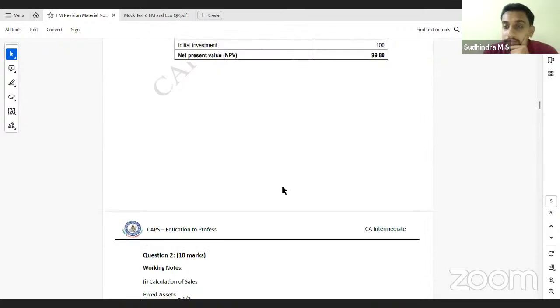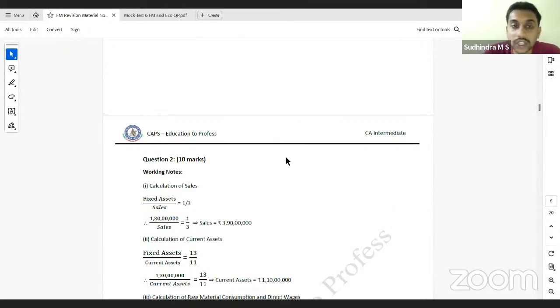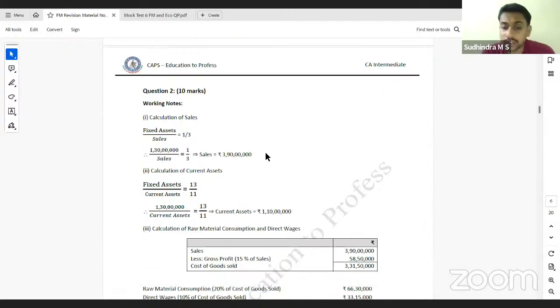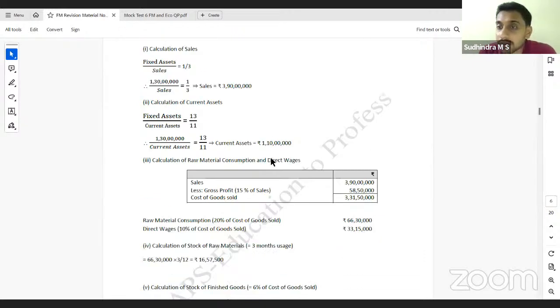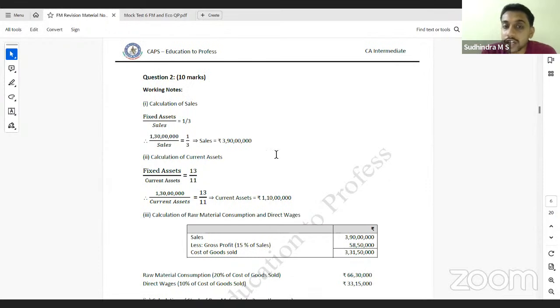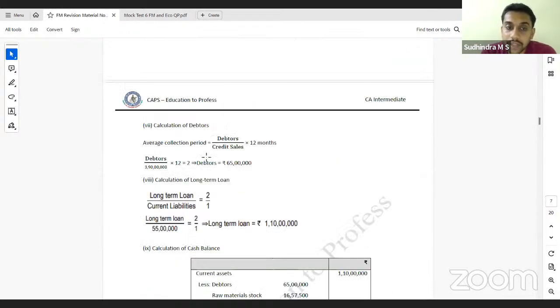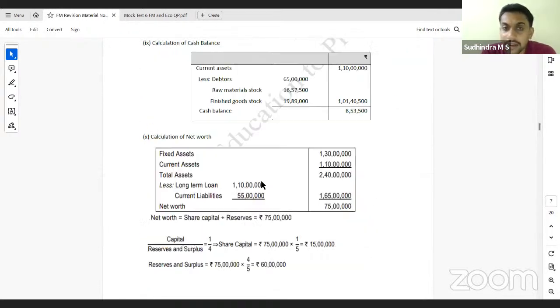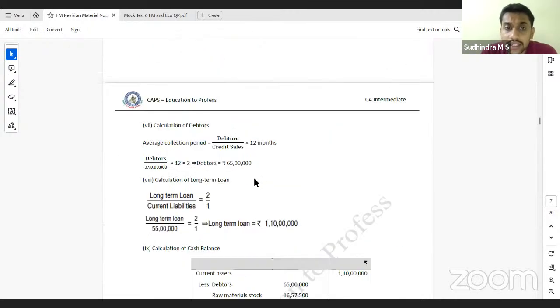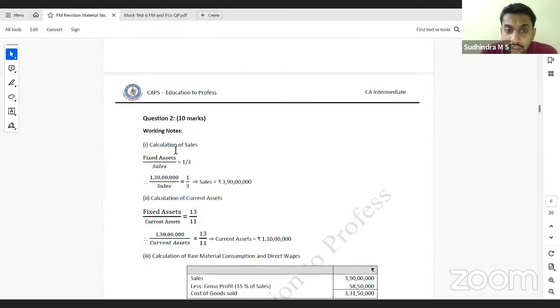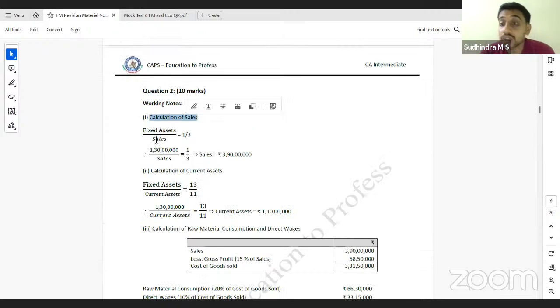That's the first question. Now coming to question number 2. Question number 2 was bringing the profitability statement and balance sheet. They had given certain information. Using that information, we need to bring the P&L statement and the balance sheet. So all these calculations, calculation of sales using this ratio, writing the formula is also important.